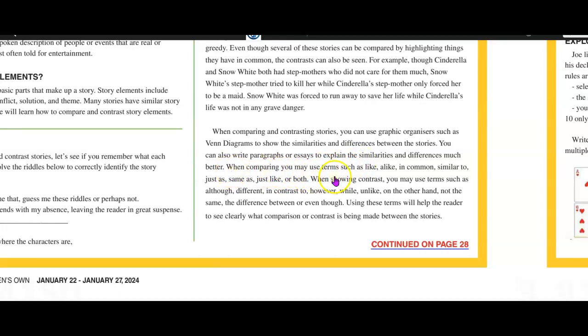When comparing, you may use terms such as like, alike, in common, similar to, just as, same as, just like, or both. When showing contrast, you may use terms such as although, different, in contrast to, however, while, unlike, on the other hand, not the same, the difference between, or even though. So those are some signal words. Using these terms will help the reader to see clearly what comparison or contrast is being made between the stories.